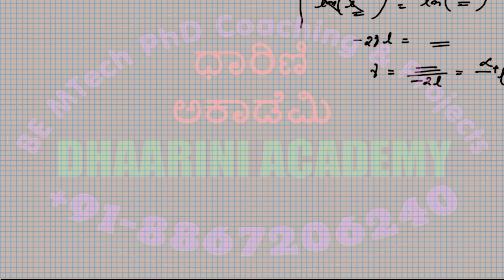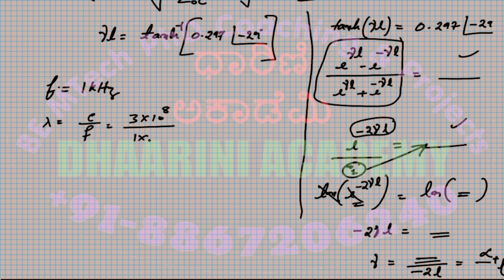Because f is given, frequency is equal to 1 kilohertz, correct? Right. So you can find C, and then directly you can find the beta. So what's the lambda? Yes, so C by F, that is 3 into 10 to the 8 divided by 1 into 10 to the 3, which is 3 into 10 to the 5 meters.